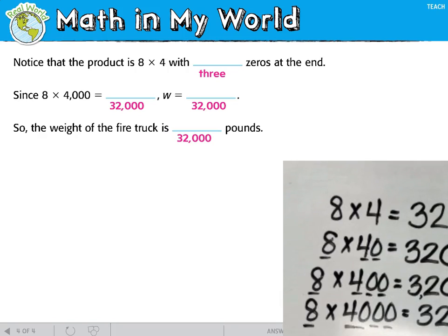So to finish up that problem, you'll notice that the product is 8 times 4 with 3 zeros at the end. So it's 32 with 3 zeros at the end. Since 8 times 4,000 equals 32,000, W also will equal 32,000. So the weight of the fire truck is 32,000 pounds.